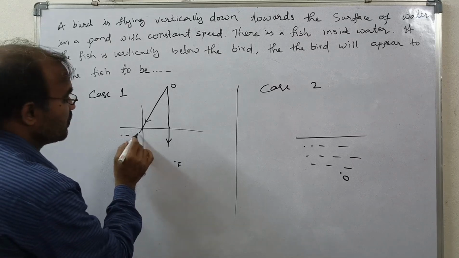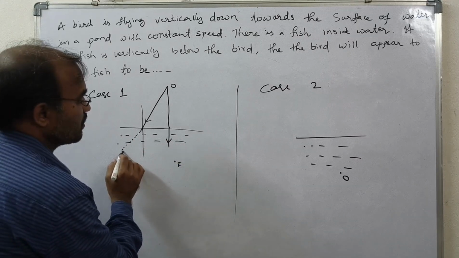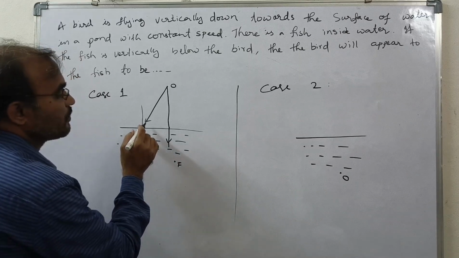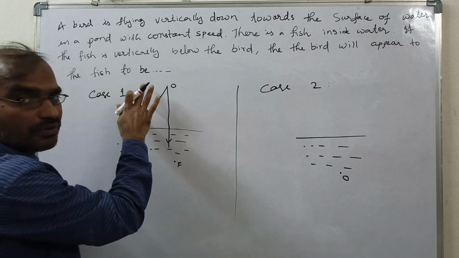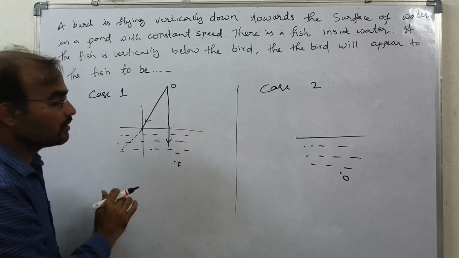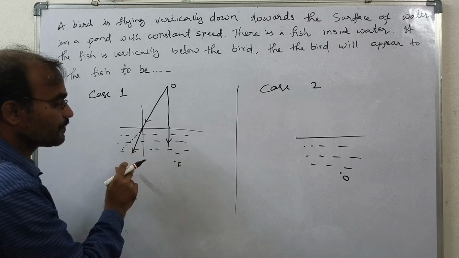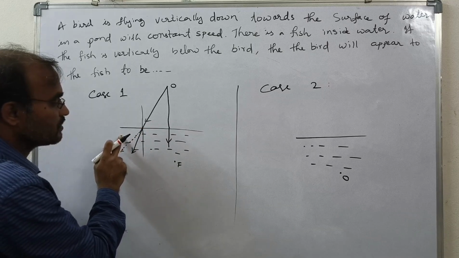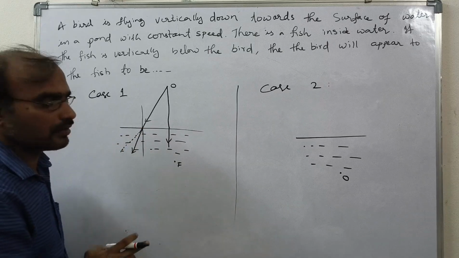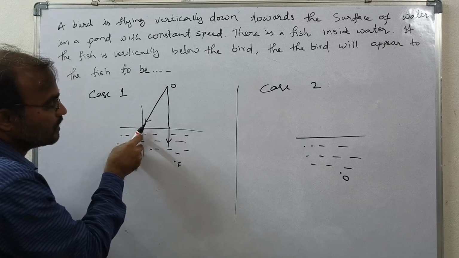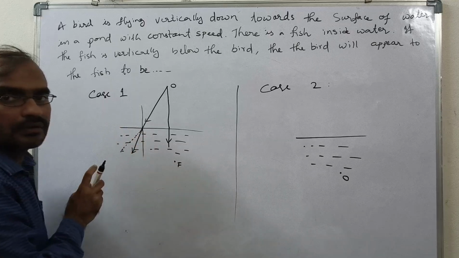Means if there was no this denser medium, the light ray would have gone in the straight direction. But as the light ray is going from rarer medium to denser medium, it will bend towards the normal. This is towards normal, this is away from normal.